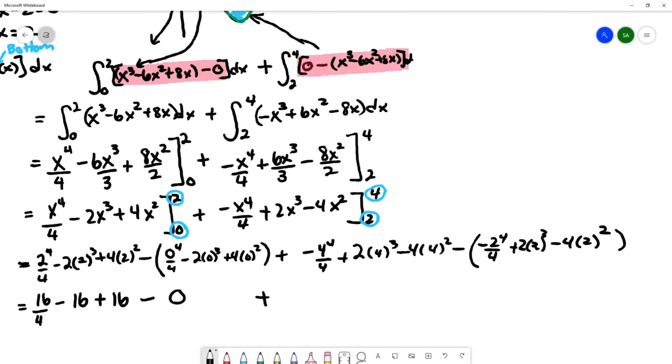4 to the 4th is 256. We have minus 256 over 4. 4 to the 3rd power would be 64, so 2 times 64 minus 4 times 4 squared, that's going to be 64 as well. 4 times 4 times 4.